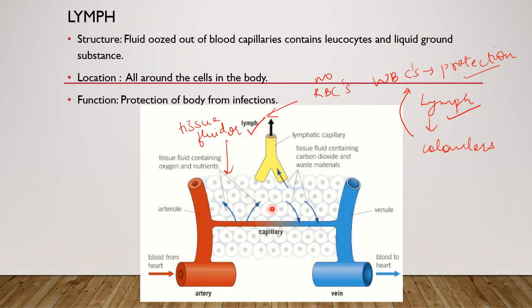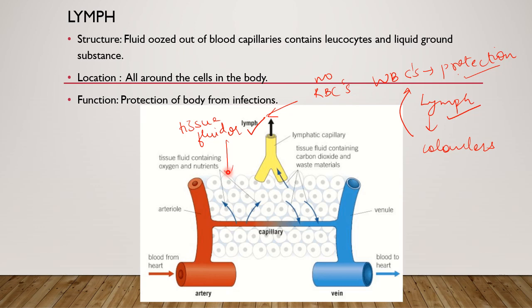While moving, not all of the lymph remains in the lymphatic system; some of it gets reabsorbed into the blood, into the veins. So again it will be a part of the circulatory system. That becomes the deoxygenated blood which is taken to the heart.